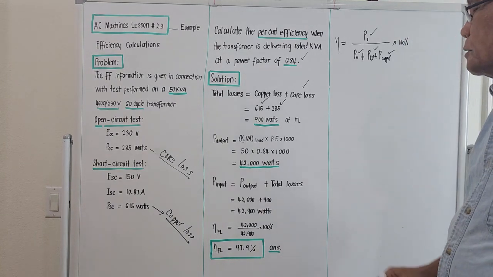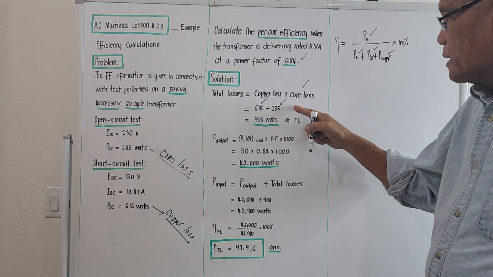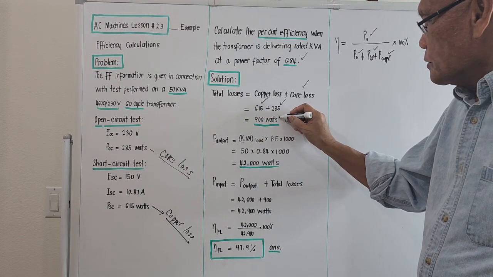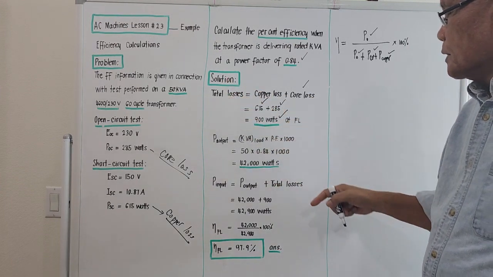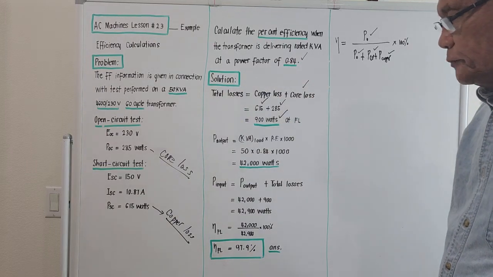Right? So if we try to take this sum, this is watts, this is watts, so the summation will be watts, and this is 900 watts. So the total losses of the given transformer is 900 watts. And this represents the copper loss plus the core loss.